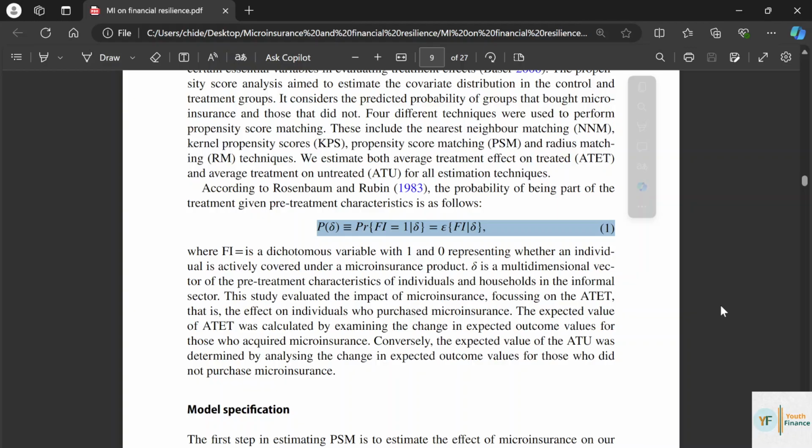Equation 1 represents the probability of being part of the treatment group given pre-treatment characteristics, and we know that the treatment group here is the microinsurance adopters.